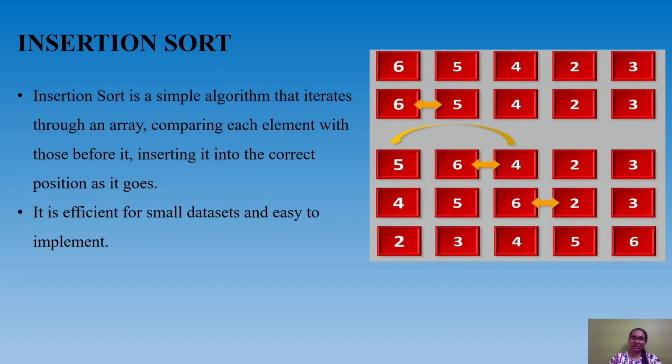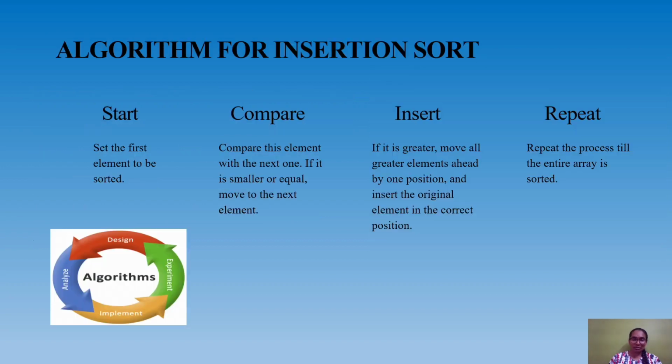Insertion sort is a simple algorithm that iterates through an array, comparing each element with those before it. Considering the array of elements, the first element is considered in the sorted list and all the other elements are considered in the unsorted list. The sorted list element will be compared with the unsorted list element. If the element is greater than the unsorted list element, then they are swapped. If it is less, then the next element of the unsorted list will be compared with the sorted list. Insertion sort is efficient for small data sets and it is easy to implement.